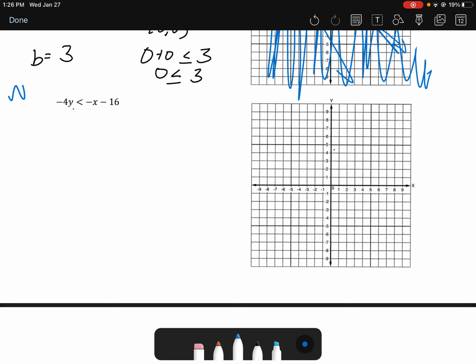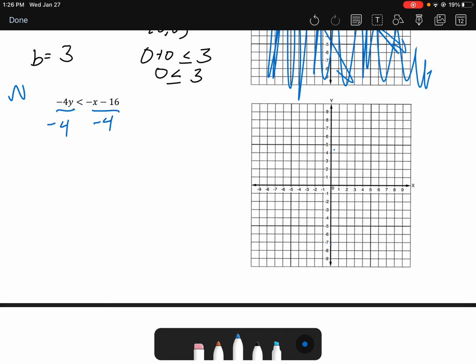So we still have one more graph here. I have negative 4y is less than negative x minus 16. Again, we want this to look like slope-intercept form. So I do have to get the y by itself, and I'm going to do that by dividing both sides by negative 4.